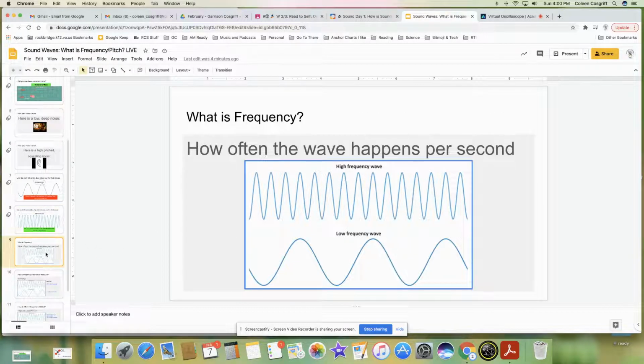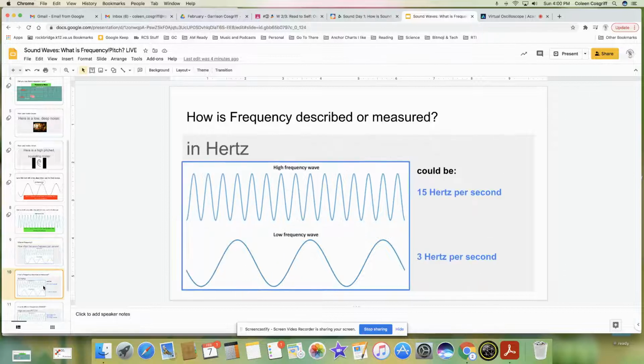Frequency is how often a wave happens per second. So this wave here, because it's high pitched, high frequency, it occurs a lot per second. This one, the lower one, is a low frequency, low pitch, so it sounds low.